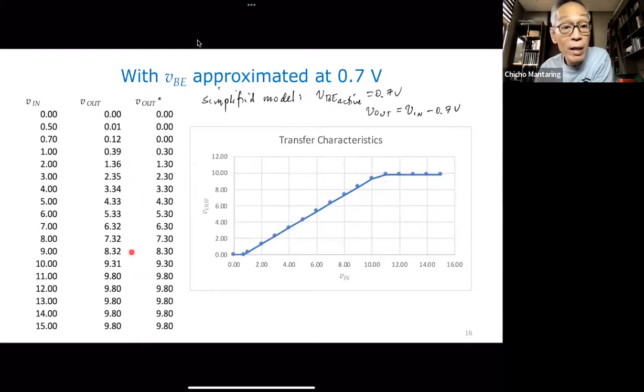If you look, they're close, right? 9.3, 9.31, 8.32, 8.3, 7.32, 7.3, 6.32, 6.3. So they're actually very close to each other. So all I wanted to point out here was if I had used the simplified model in my analysis from the beginning, I would have come up with something with very little error. That's all I wanted to point out on this slide. Okay, are there any questions? Any questions?